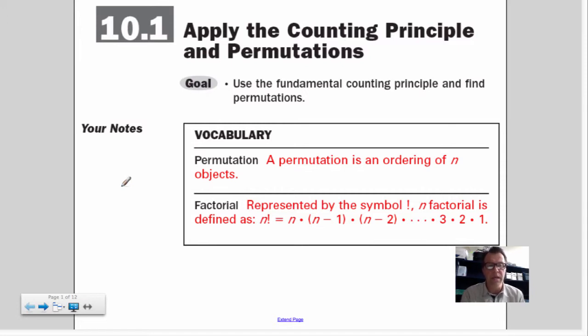So this is section 10.1. It's called Applying the Counting Principle and Permutations. So what is a permutation? It is an ordering of n events, and permutation is going to be a big deal because we're also going to do combinations. The difference is that with a permutation, we care about the order in which things occur, versus a combination, where we're not really concerned about the order of our picking. But with a permutation, we care about the order in which we put objects, if you will.